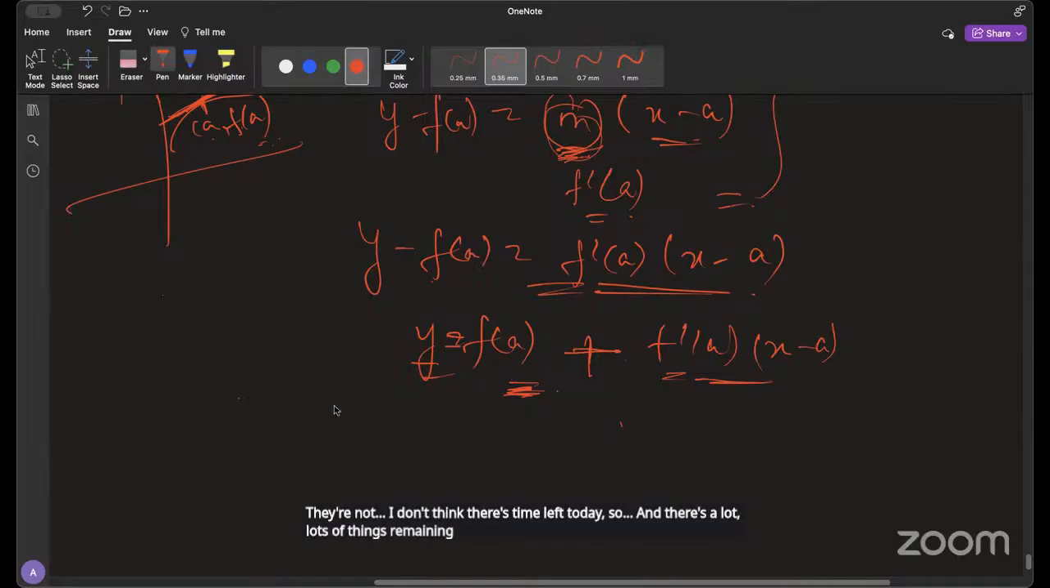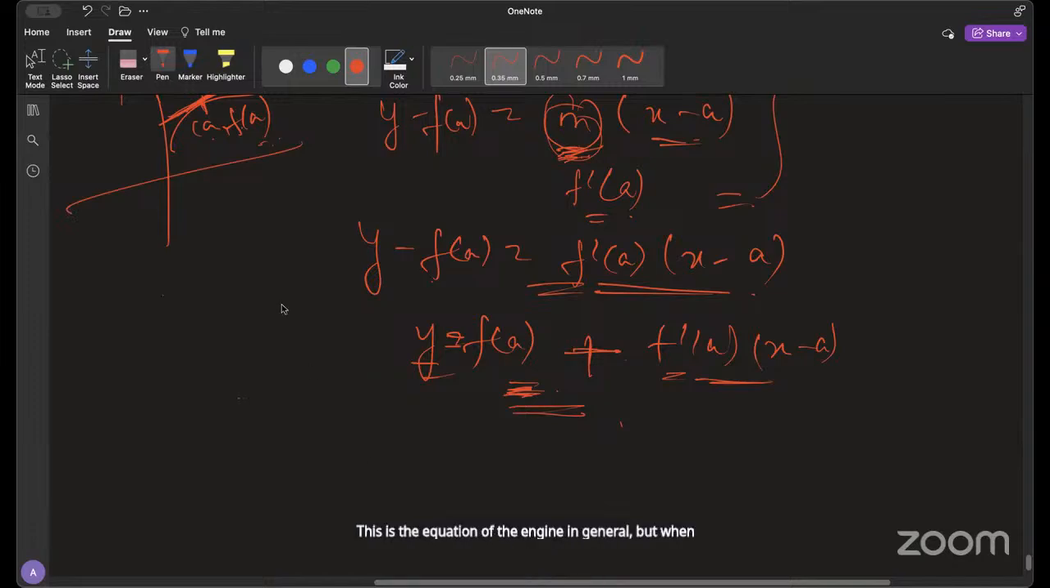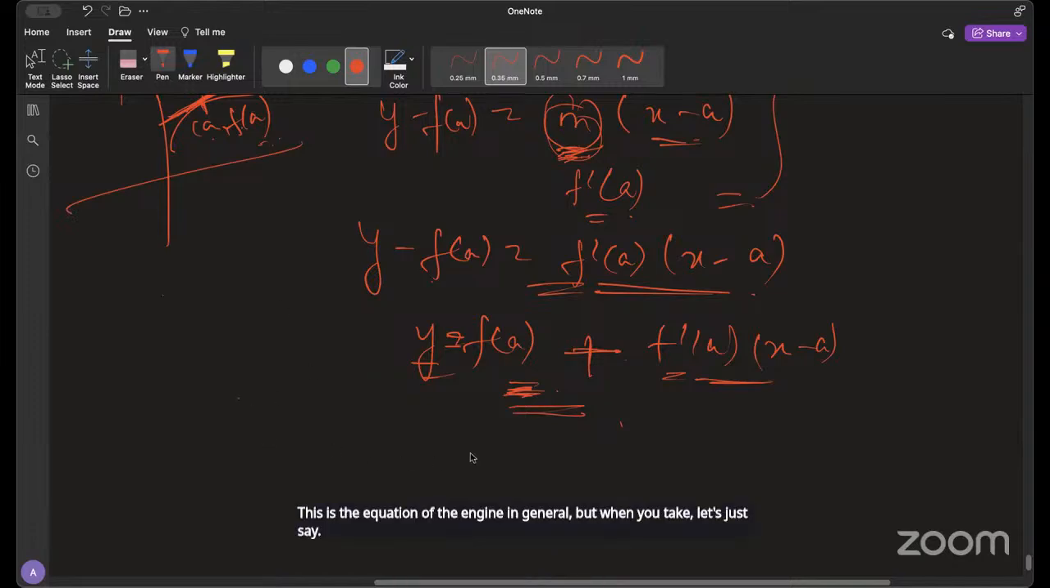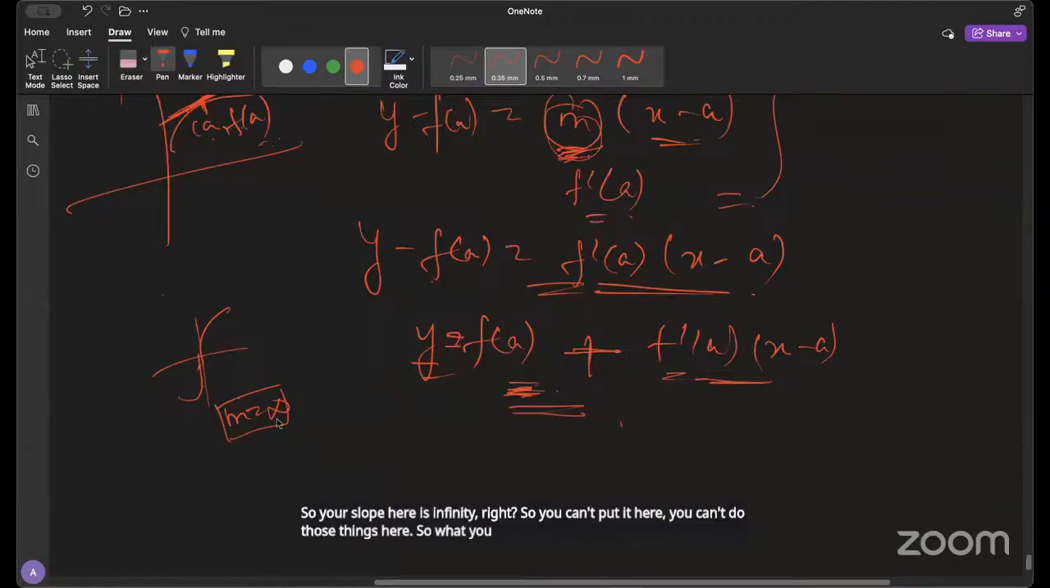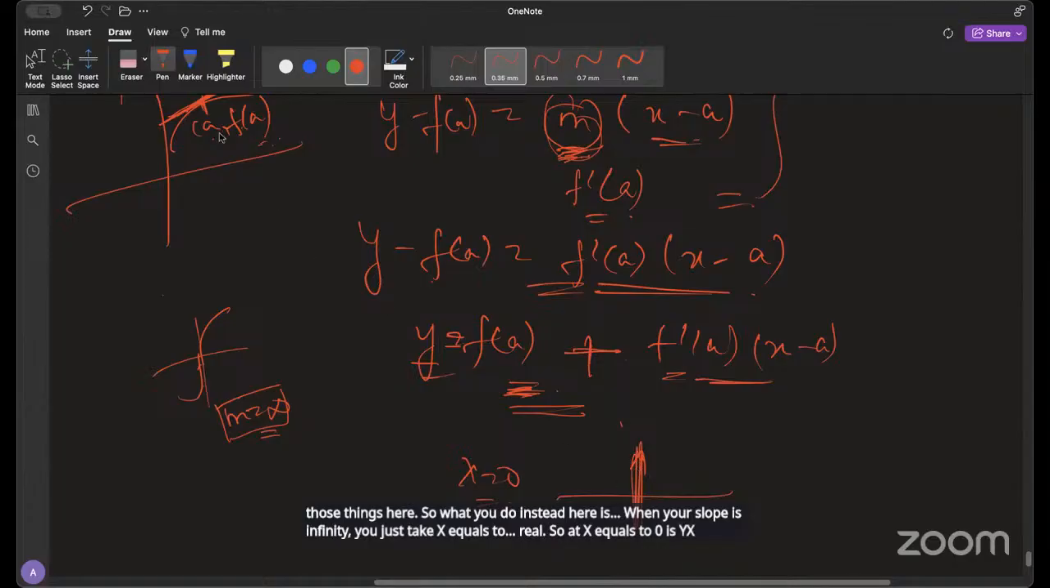And one thing to note here is that this is the equation of tangent in general, but when you take, let's just say, you have this thing. So your slope here is infinity, right? So you can't put it here, you can't do those things here. So what you do instead is, when your slope is infinity, you just take x equals to 0. So your x equals to 0 is the y-axis. This is that line that we were talking about here.